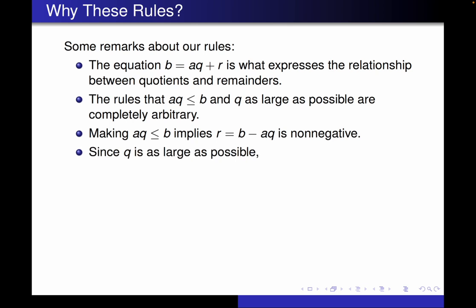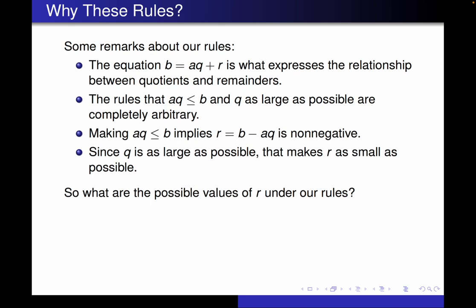And since q is as large as possible, that makes aq as large as possible, right? That means when we're subtracting b minus aq, we're making the remainder as small as possible, right? When we subtract the largest number possible, we're making the number itself as small as possible. So then the question is, what are the possible values of r, the remainder, under our rules?